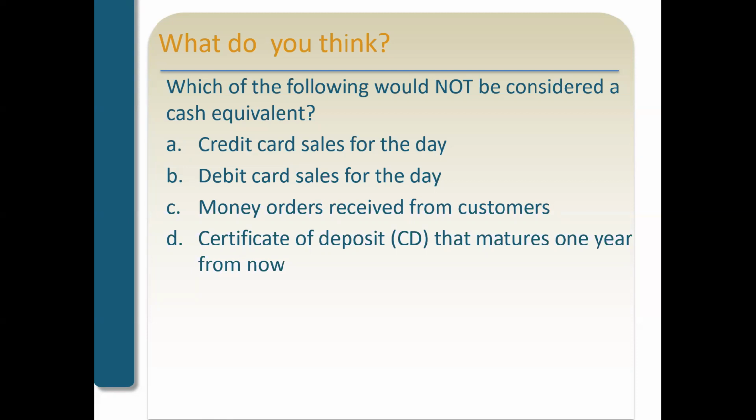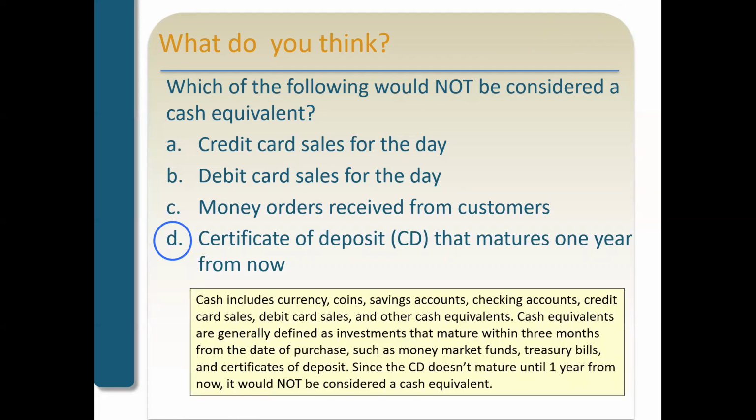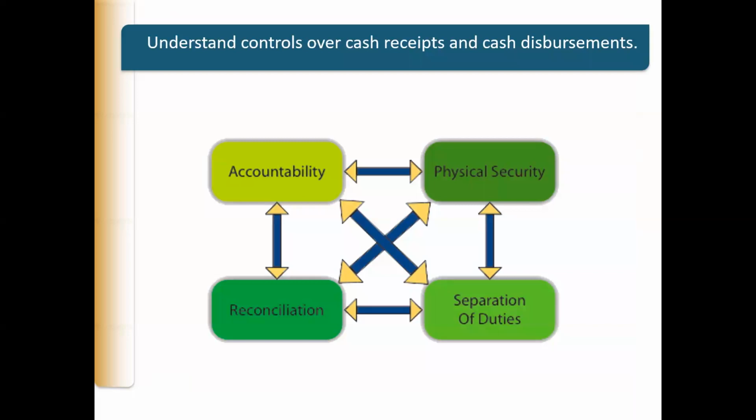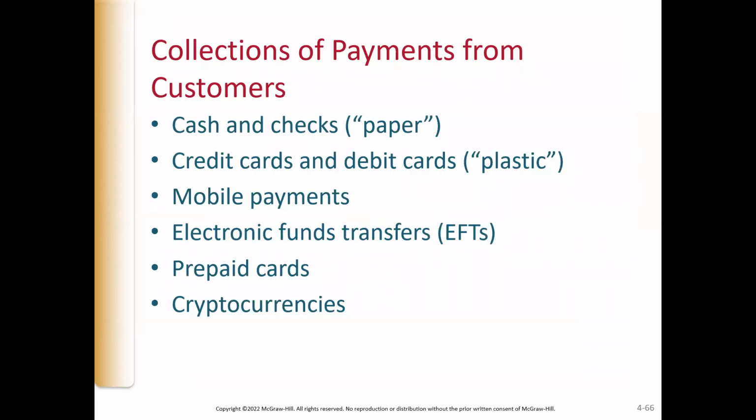Actually, cash is a current asset. Wouldn't a certificate of deposit that matures 1 year from now not be a current asset? It's not available to be used. Correct? That makes sense. Credit card sales for the day or debit card or money orders are all instant. But a CD that isn't going to mature for a year is not a cash equivalent. So let's understand some guidelines for having controls over cash.